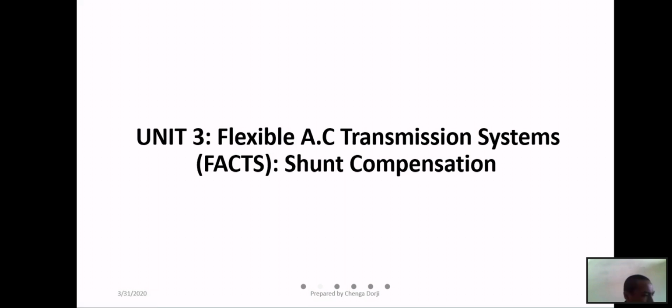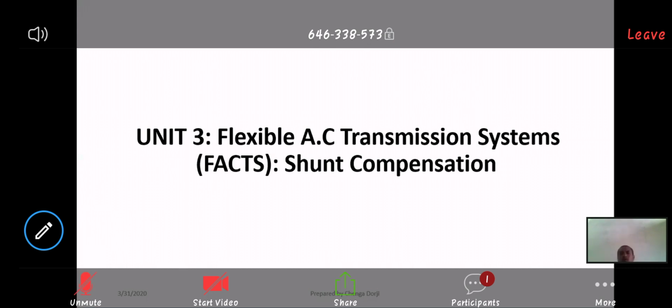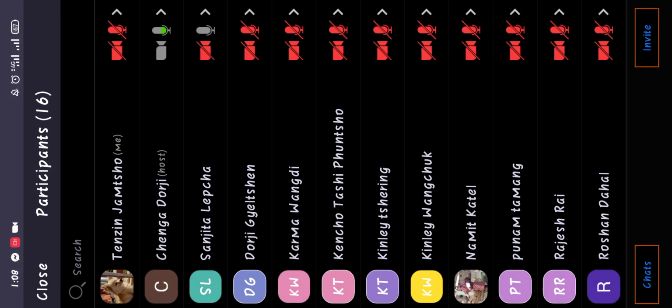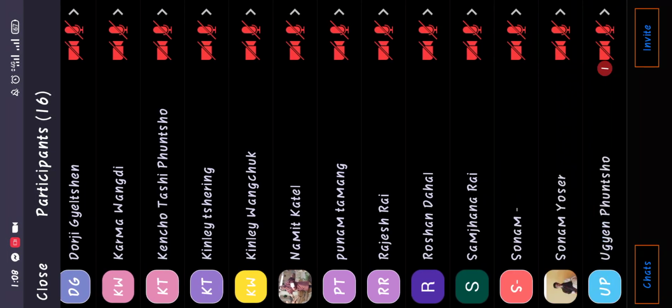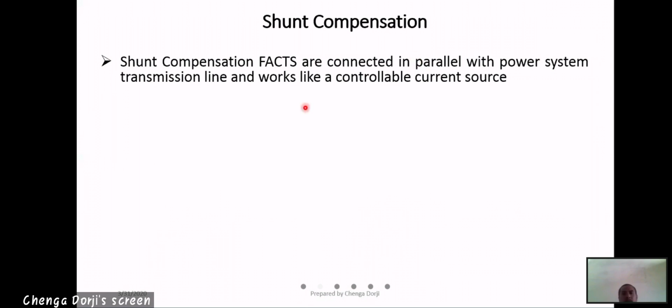Like if you have seen the basic types of FACTS controller, now we have seen that. Shunt compensation, actually they are connected in parallel with the power system. This is the case we have already seen. So shunt compensators are connected in parallel with the power system transmission line, and it works like a current source. That means it injects a controllable current to the transmission line.